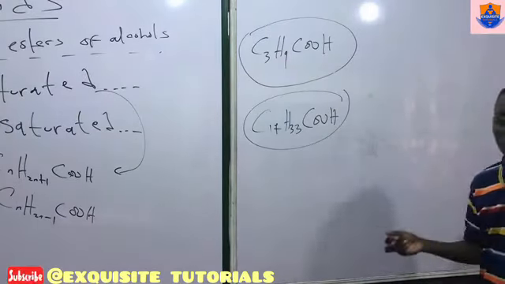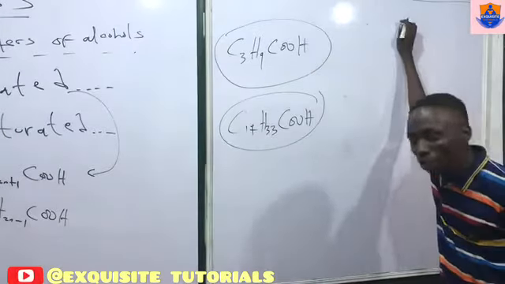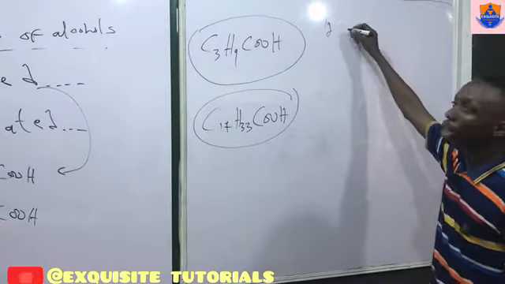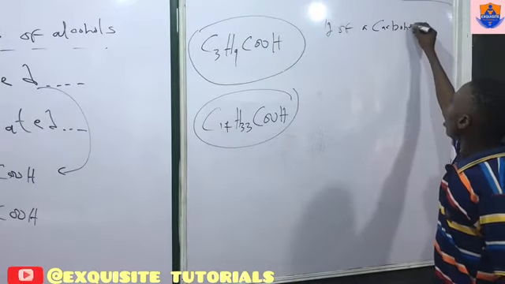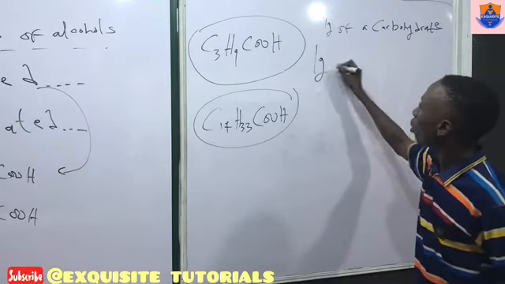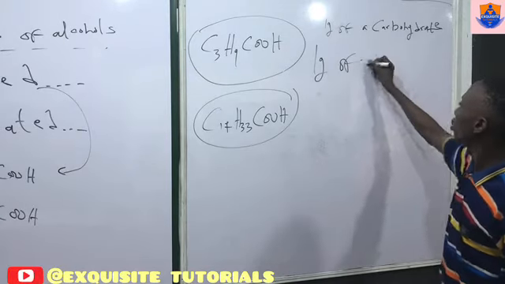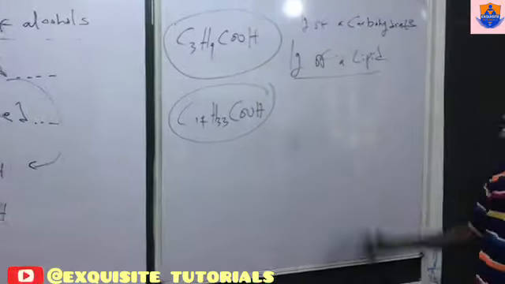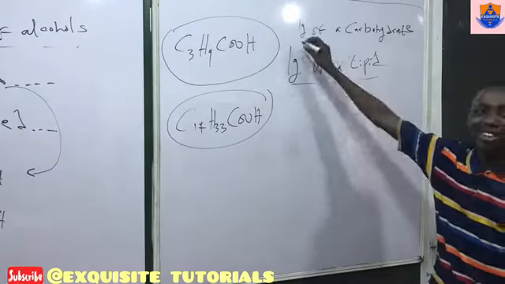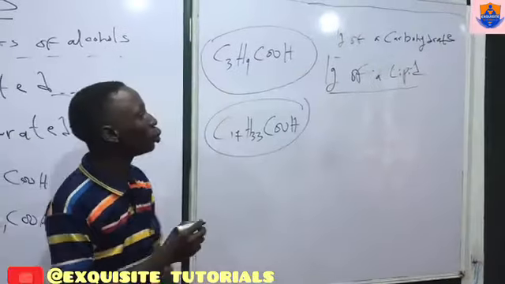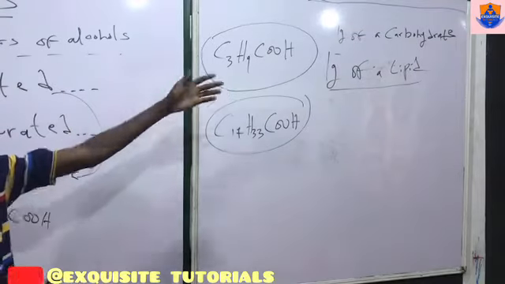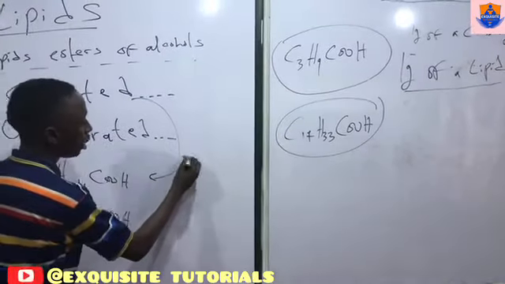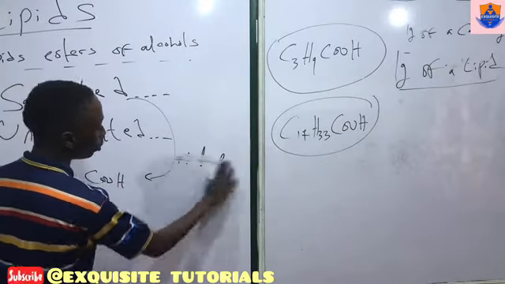Now, what are the functions of lipids? We know carbohydrates are energy-giving foods. Let's say we have 1 gram of a carbohydrate and 1 gram of fat and oil, a lipid. Basically, 1 gram of a lipid will produce more energy than 1 gram of a carbohydrate. Note that the body stores lipids in the form of fats and oil.